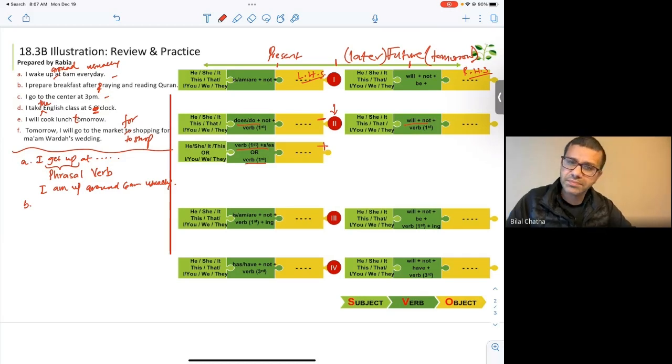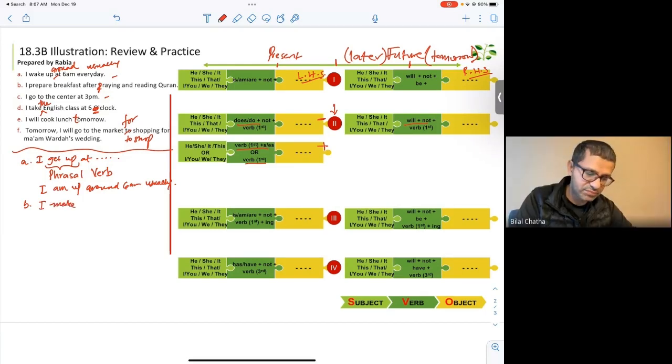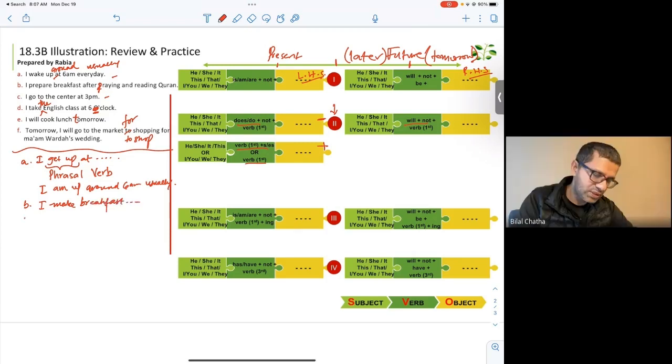Next statement. अबरार. I make breakfast after praying and reading Quran. Okay, I make breakfast. That's good. And Sumer. सर मैंने मेक ही लगाना था. Okay, so let's go to C.